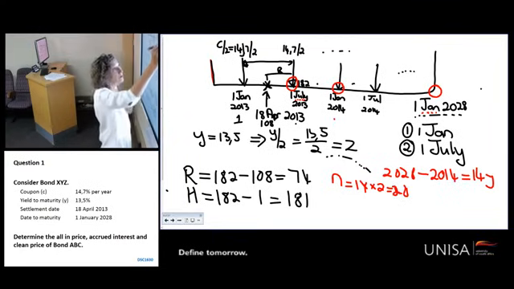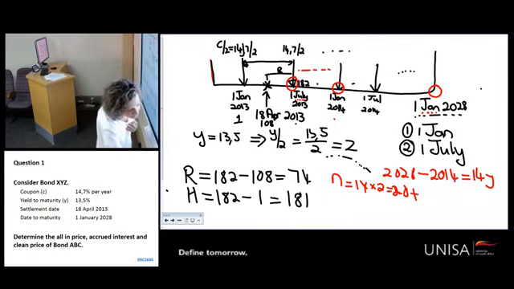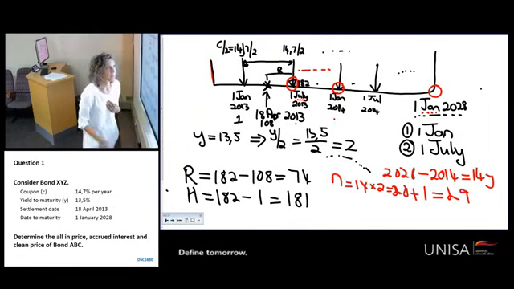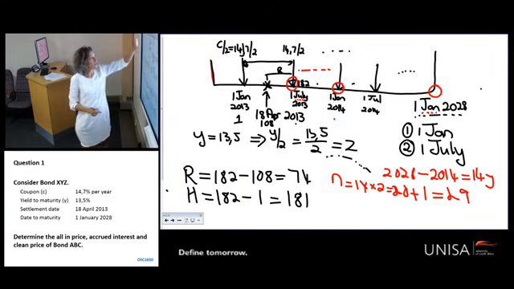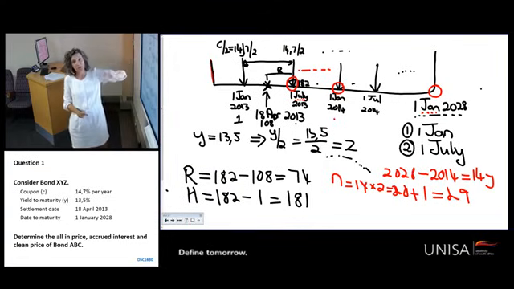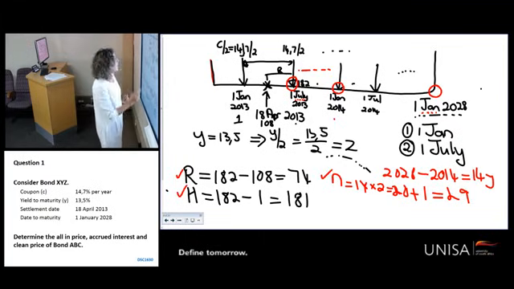But remember, I've ignored that one, so I need to add one, which gives me 29. So now I've got all the values I need by just drawing it on my timeline. Could you see what I've done? I've drawn my timeline and worked out all my different values. I've got my R value, my H value, my N value, my interest rate, and now I've got my coupon.